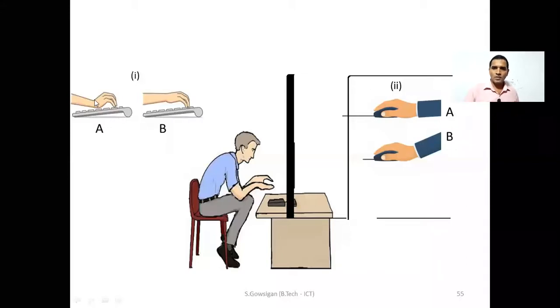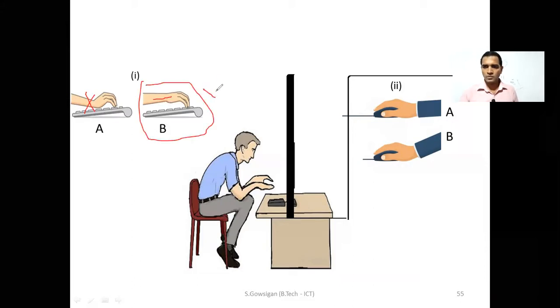Maybe the wrist is the most important factor, but here the wrist is not straight. He is bending the wrist. That can't be good, right? This is not the right way. Look here, he is bending, but here the wrist is straight. So option B is the correct answer.